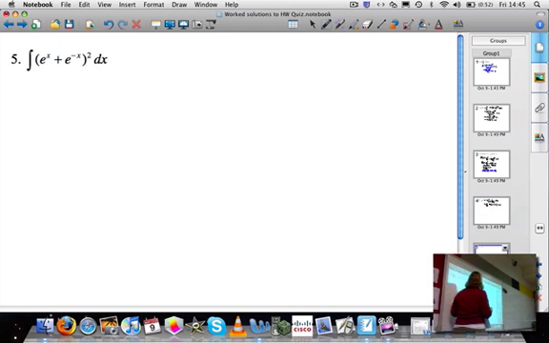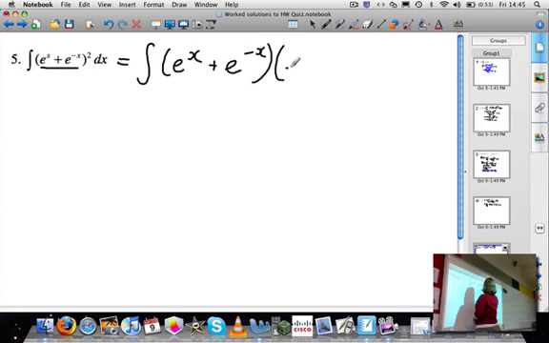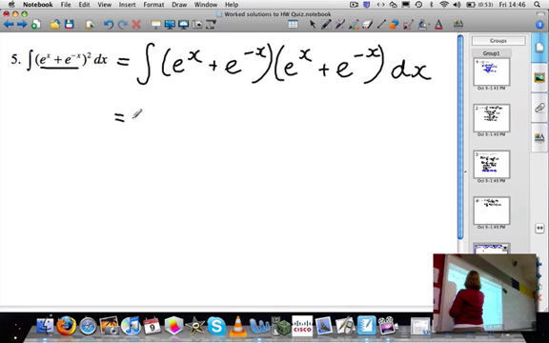Alright, the final problem on the homework quiz caused some hassles. Many of you tried to take this and integrate it using your reverse chain rule. You can't do that because this function here inside is not linear. So what we need to do, we need to expand this out first. So it's going to be (e to the x plus e to the minus x) times (e to the x plus e to the minus x) again. Now we can expand it out.